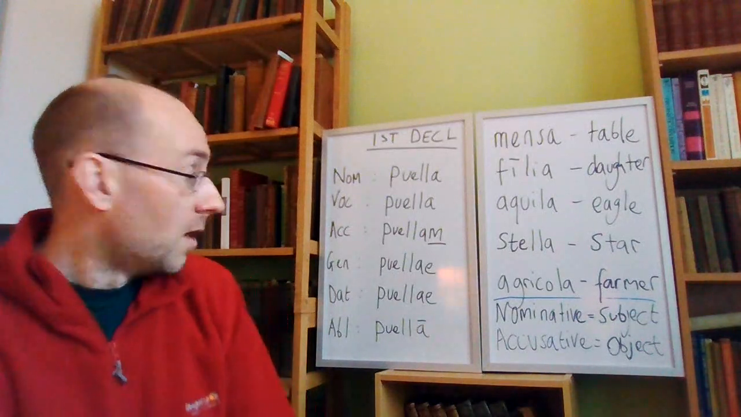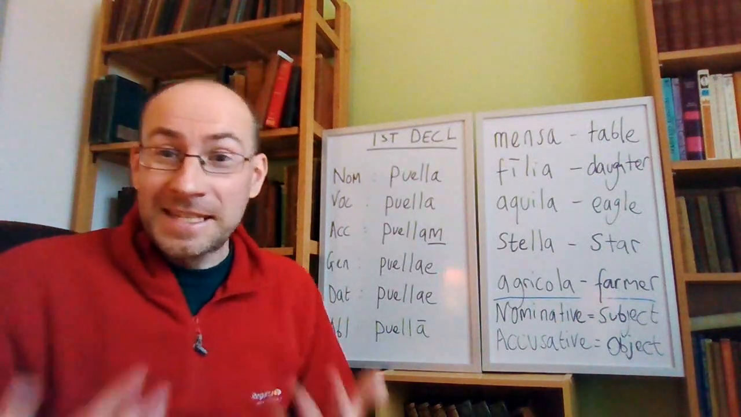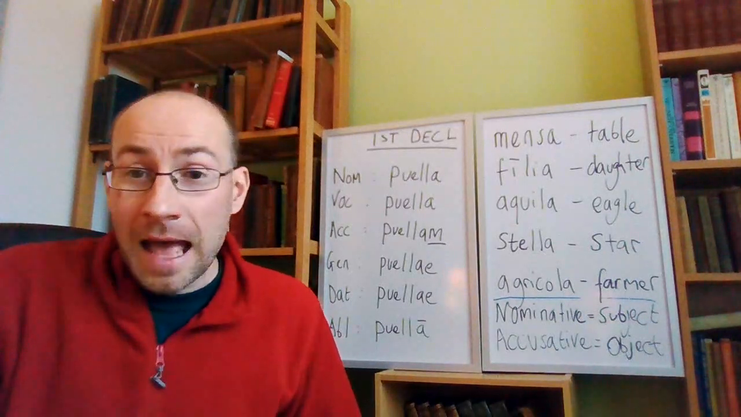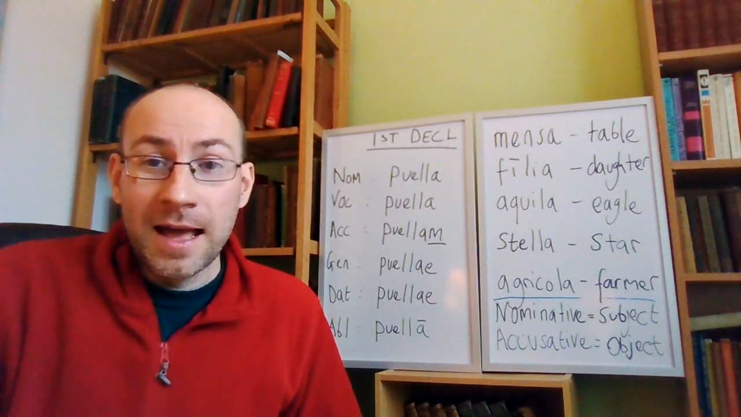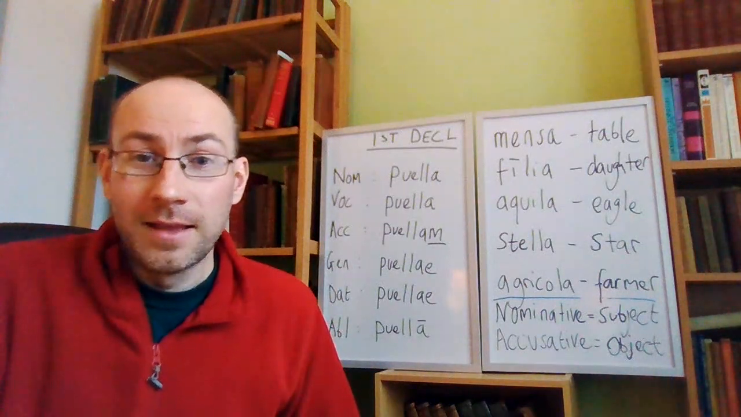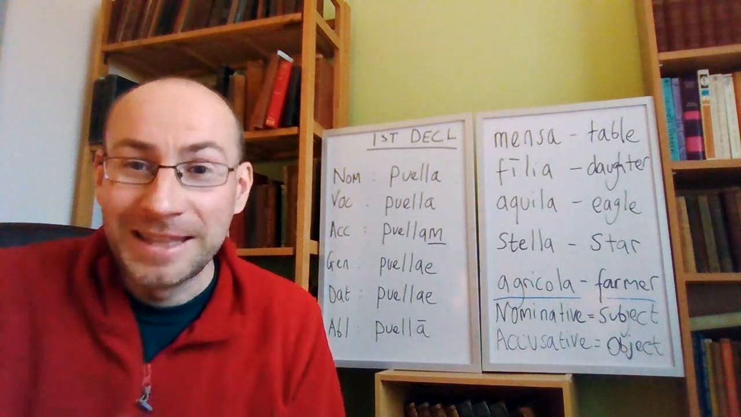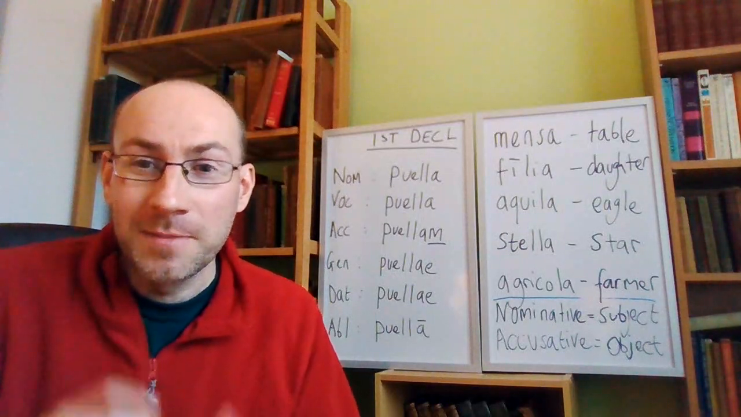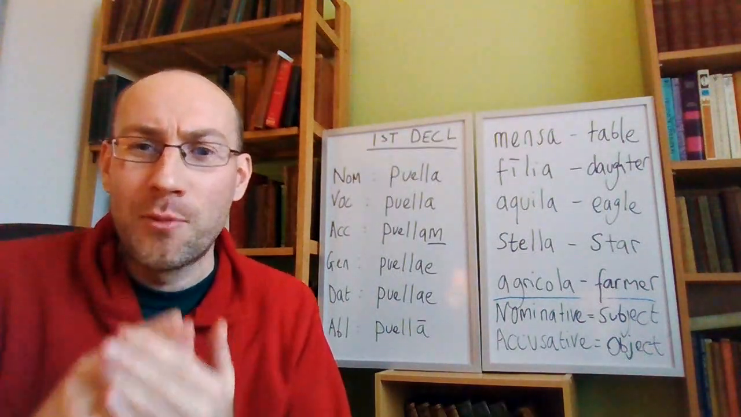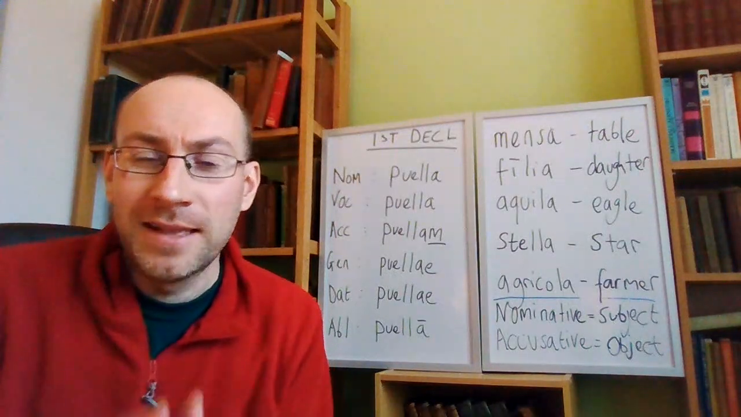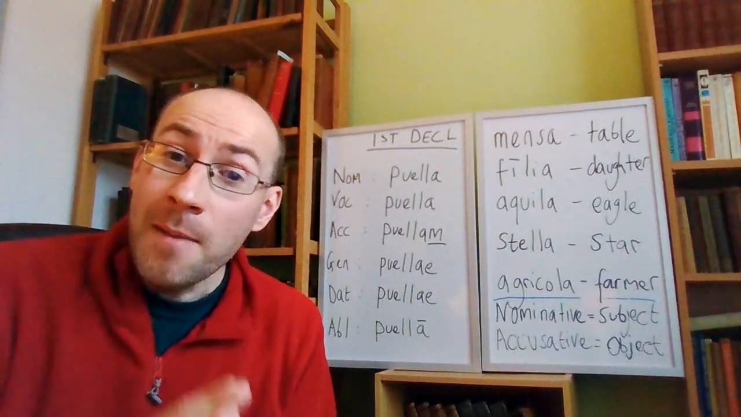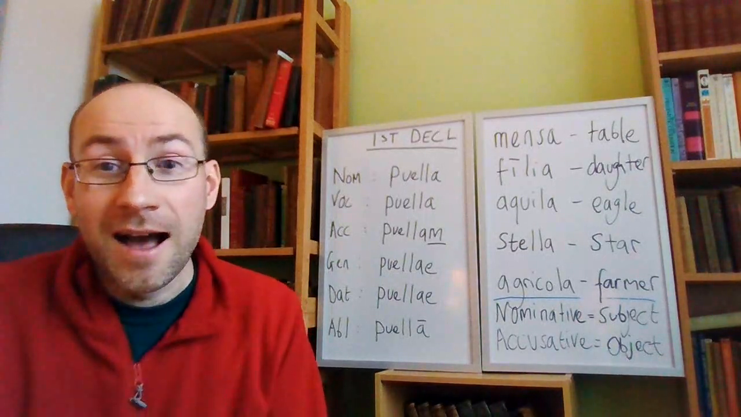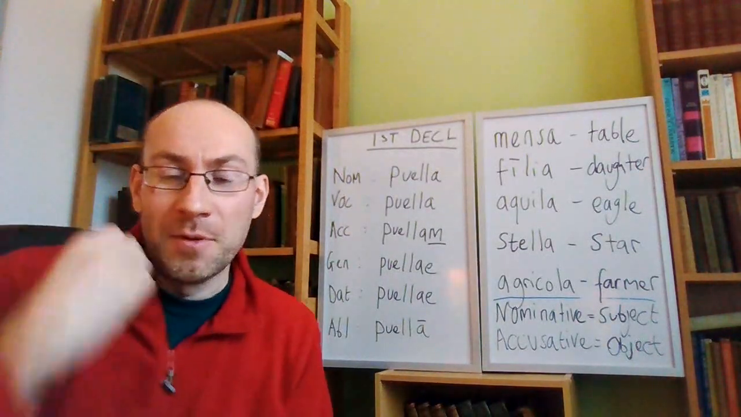So let's do it together. Say this out loud with me. Puella, puella, puellam. Accusative. Puellae, puellae, puella. I hope you're doing this with me. Come on, nice and loud. Puella, puella, puellam. Puellae, puellae, puella.